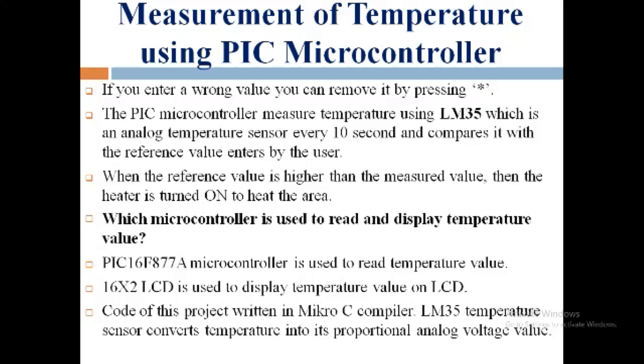Then the code of this project is written in the MikroC compiler. The LM35 temperature sensor converts temperature into its proportional analog voltage value, which is further measured and displayed on the 16x2 LCD display.